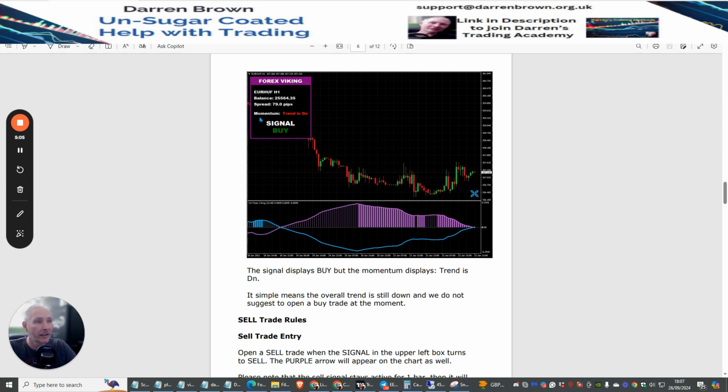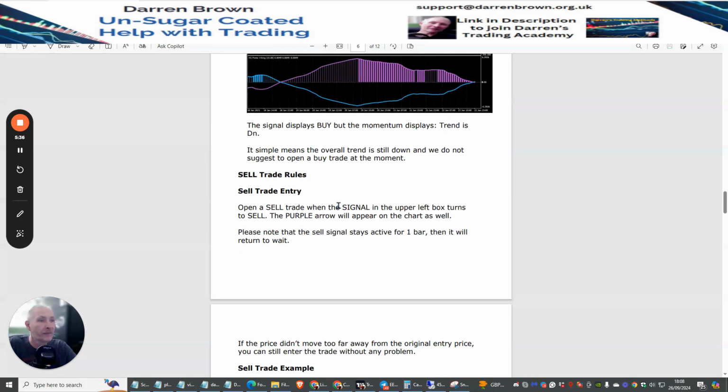You can see that it's telling you momentum trend is down, okay, but also it's giving you a buy signal. So what it's saying is signal displays buy, but the momentum display trend is down. It simply means that the overall trend is still down, and we do not suggest to open a trade at that moment. So you want to make sure that both of these symbols are the same. So for instance, if this was a trend down, you would want the signal to sell, and if this was a trend up, then you would want this signal to buy.